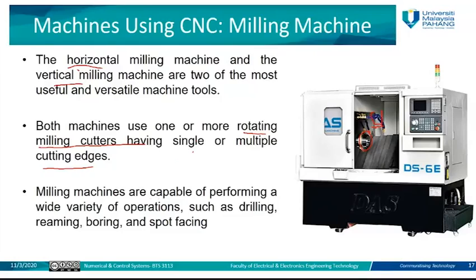Milling machines are capable of performing a wide variety of operations. As we said before, the milling machine is referred to as the second type of center, which is the machining center. So it can also be used for drilling, reaming, boring, and spot facing. As we said before, one machine or one center can be used to perform multiple operations, not only a single specific operation.